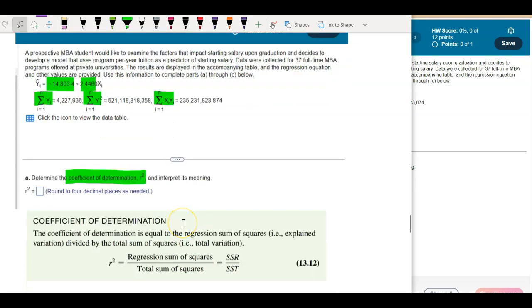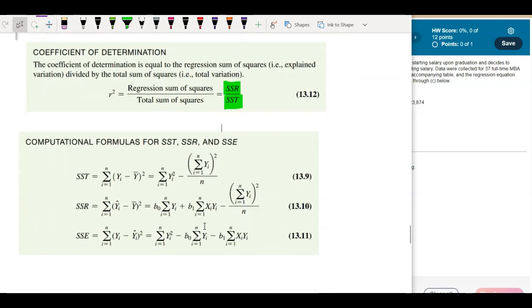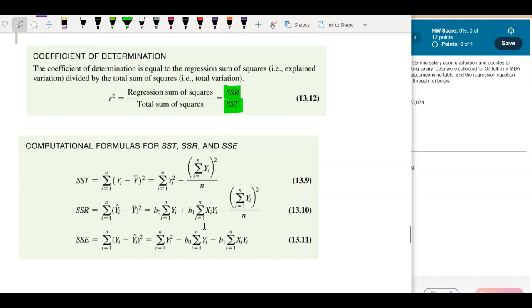So the easiest way to do it is to look for the SSR and the SST. According to your book, we have the formula here, which uses the following values. So this is the same value that we are provided, the sum of yi squared, the sum of yi squared divided by n, and the same here. I can calculate the SSR, and this would be my formula.